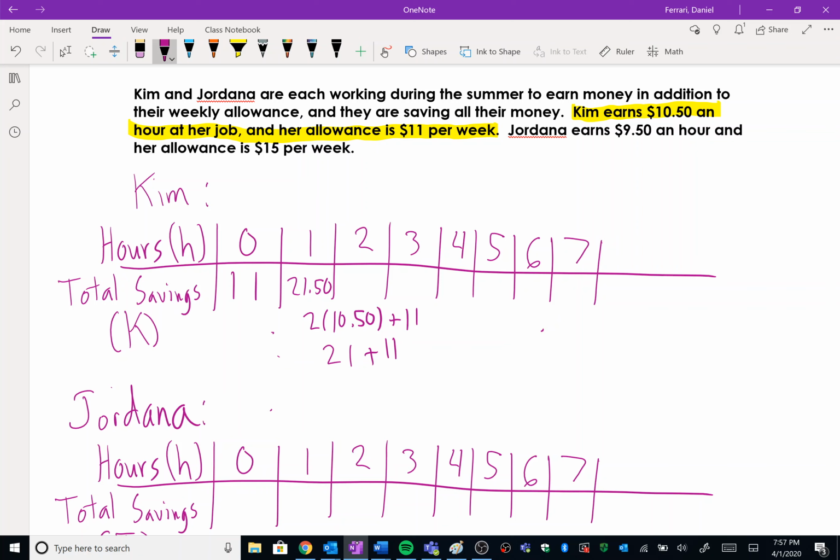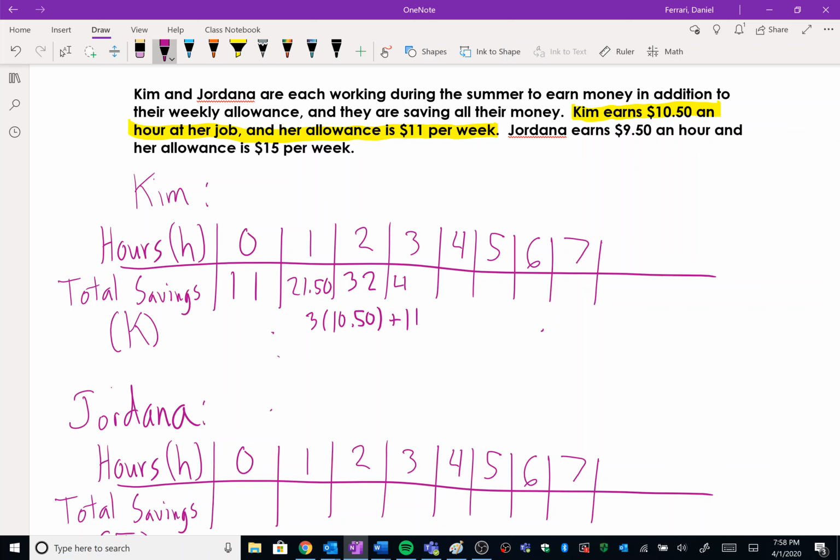plus the 11 from her allowance, right? When we add those two together, that means if she works 2 hours, she's got $32. You can figure out what you're going to do as you continue on through this. In the case of the next one, the only thing that's going to be different is that instead of multiplying the 10.50 by 2, now she's working for 3 hours, so we just multiply the 10.50 times 3. We work through and fill in the rest of this process. If you want to double check me, I'm going to fill in the answers right now. If you want to double check me as you go, you're welcome to.